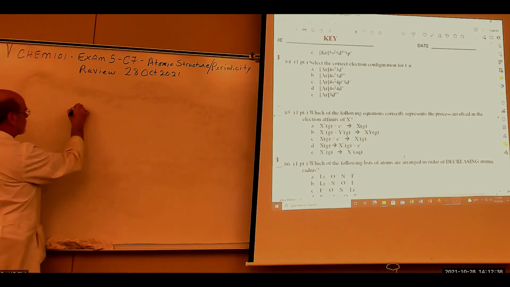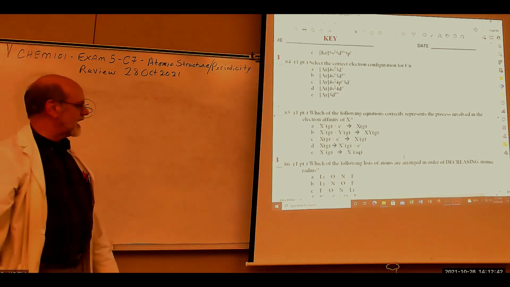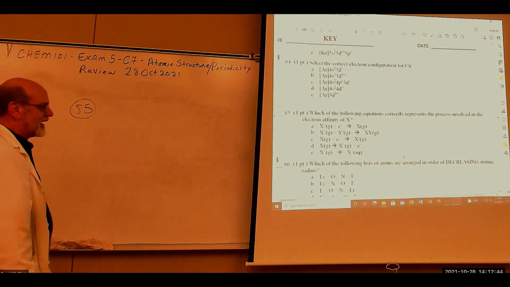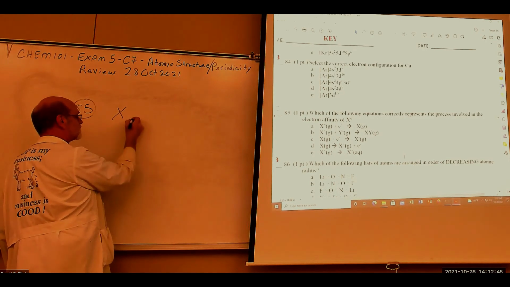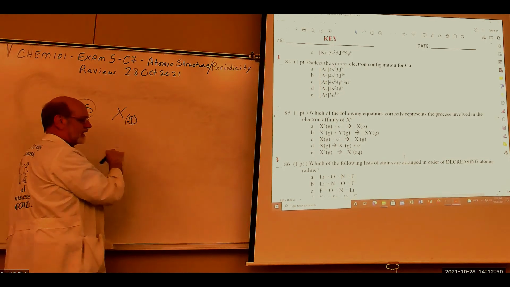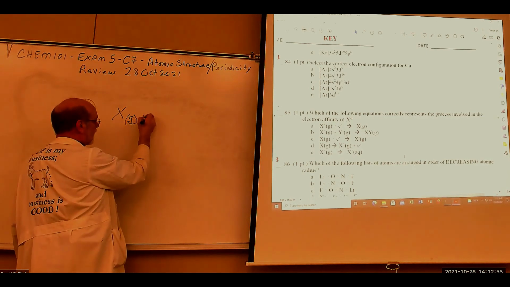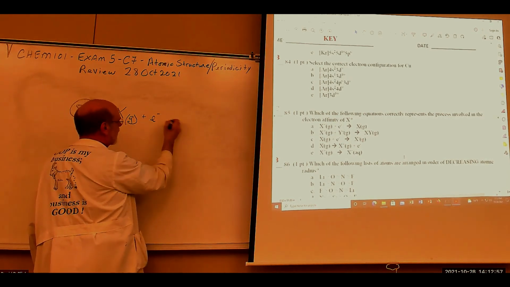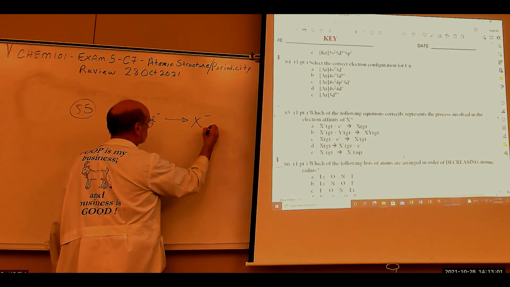85, okay, another definition. How do we write the electron affinity for X? Well, it's got to be neutral, and it has to be a gas. An electron affinity is attraction of an electron. So we're going to add an electron to this neutral atom and make a negative ion.